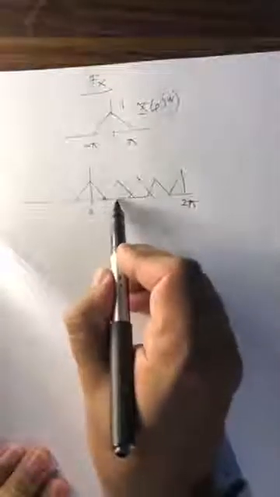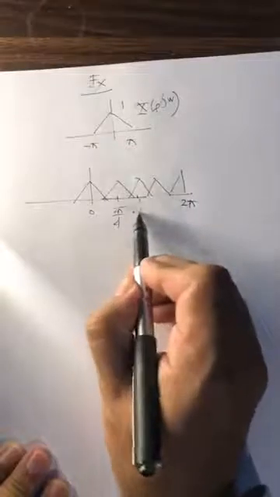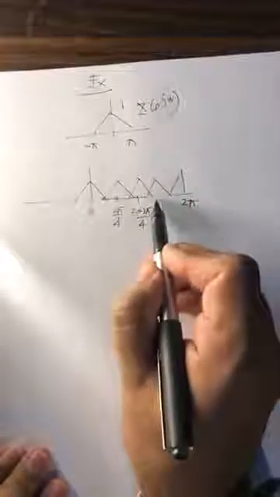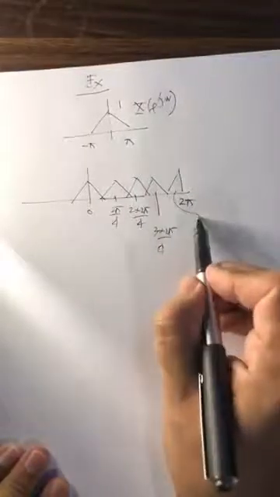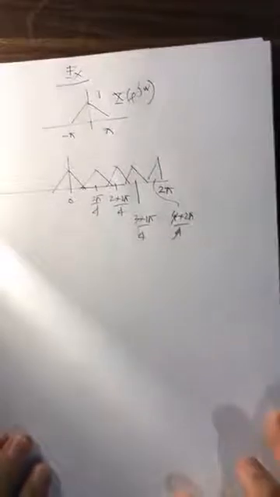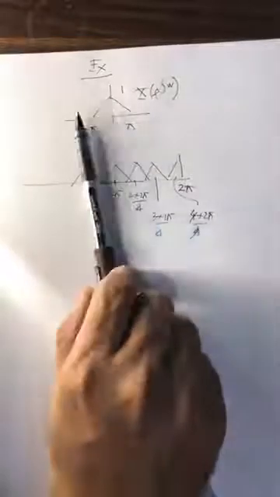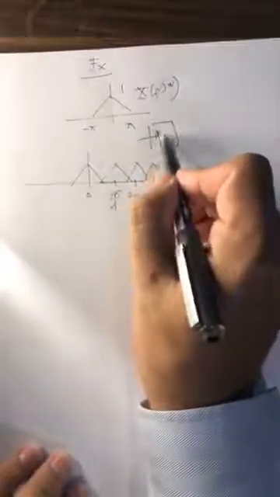So this 2 pi will be 2 pi divided by 4. This is 2 into 2 pi divided by 4. This is 3 into 2 pi divided by 4. And this is 4 into 2 pi divided by 4. The 4 cancels out, giving 2 pi. So it's very simple, right? Giving you a spectrum, asking you to plot a spectrum where you have interpolated it by 4.